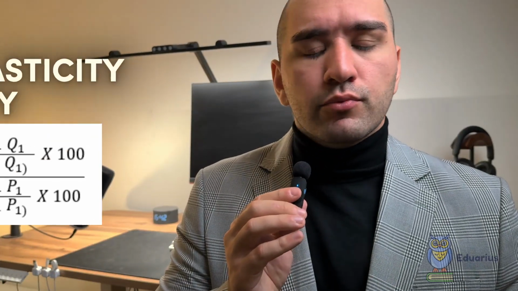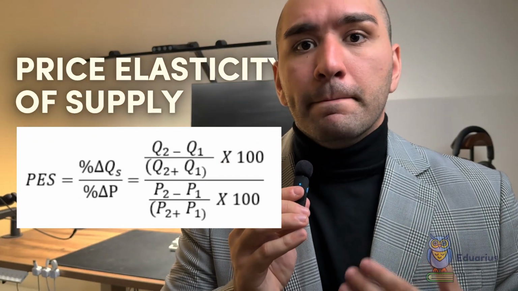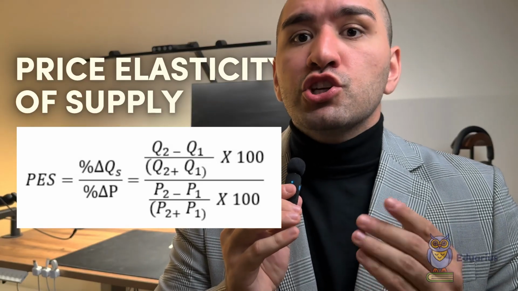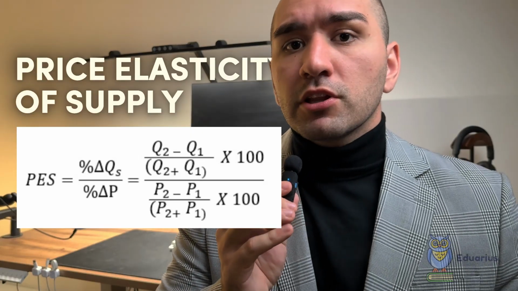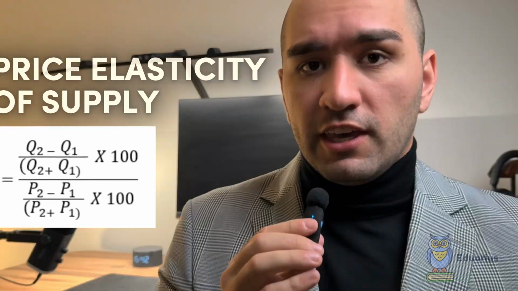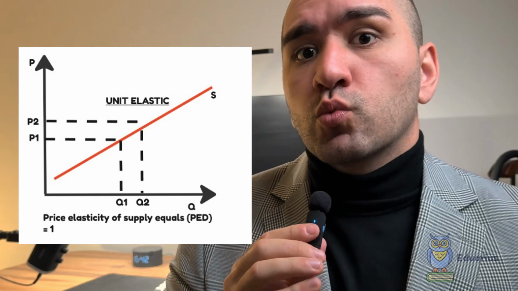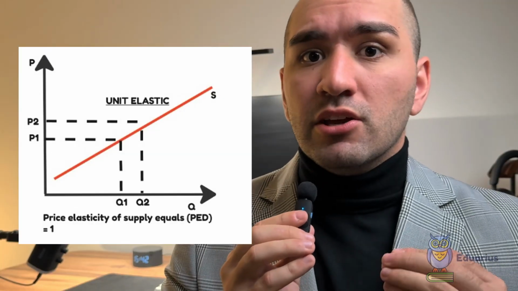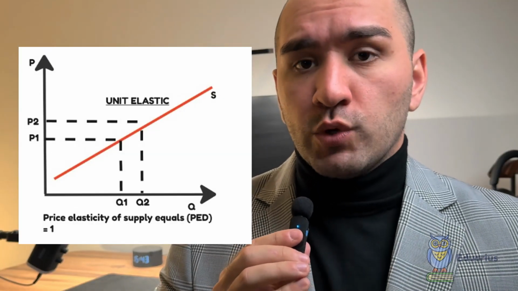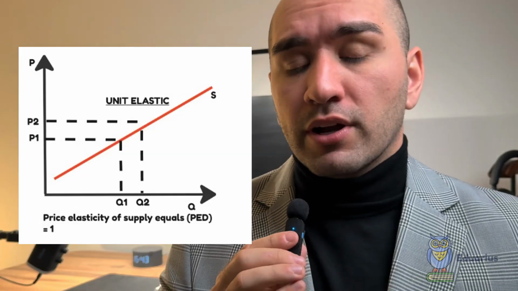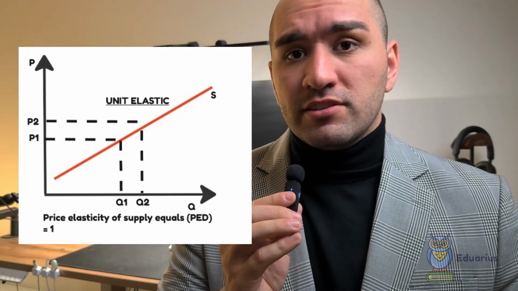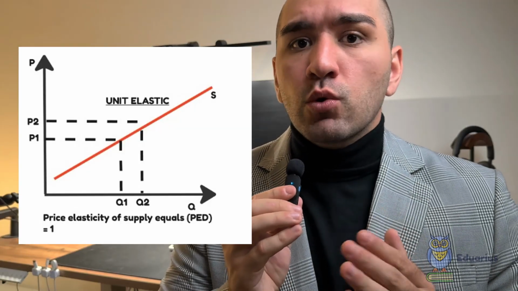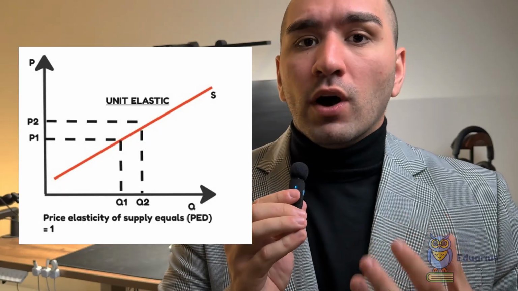Moving to supply, price elasticity of supply is a measure of the responsiveness of the quantity supplied to changes in its price. Here is the formula for price elasticity of supply. If the price elasticity of supply equals 1, we call it the same, unit elastic. On the graph, we see there is the same relationship between quantity supplied and price. But here, instead of quantity demanded, we have quantity supplied, don't forget. Under unit elastic, there is an equal change of price and quantity supplied.